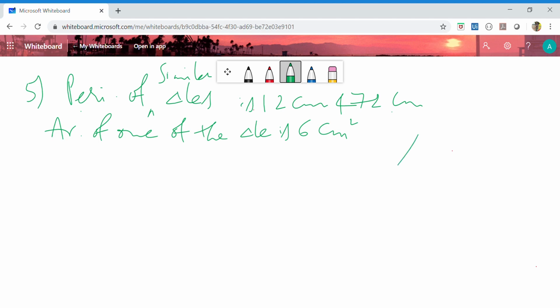So two triangles are there. One is the smaller and one is the bigger. Let the perimeter of this ABC triangle be 12 centimeters. Let its side be S1, and for the PQR triangle, both being similar triangles, let its side be S2.